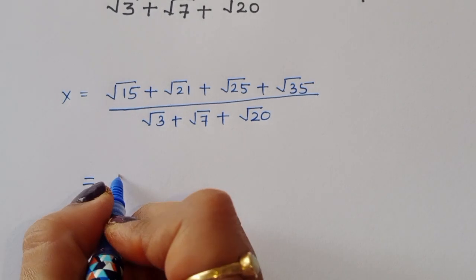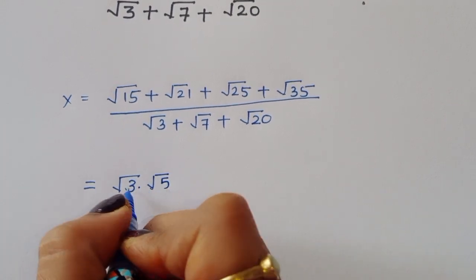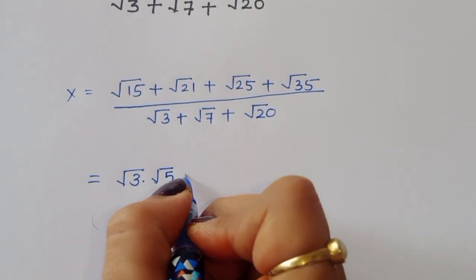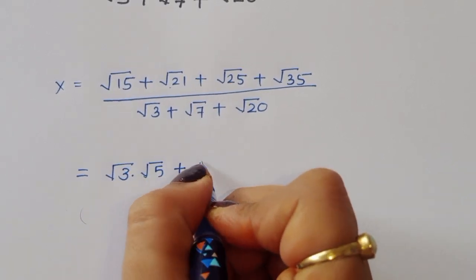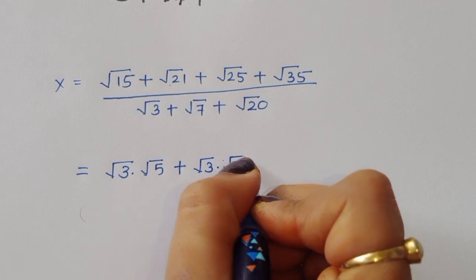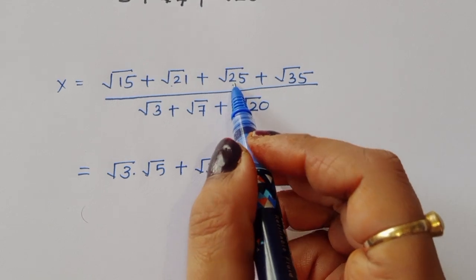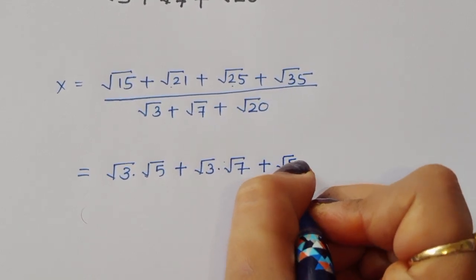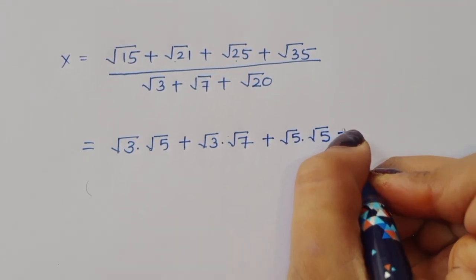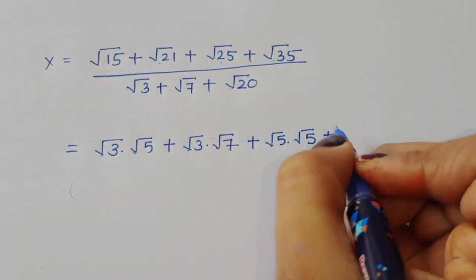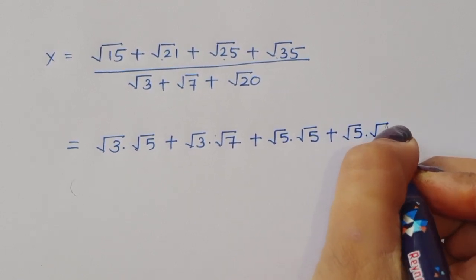So this 15 we can write as square root of 3 times square root of 5, since 5 3s are 15, plus square root of 21. This 21 is square root of 3 times square root of 7, since 7 3s are 21, plus square root of 25, so square root of 5 times square root of 5, plus square root of 35. We can write this 35 as square root of 5 times square root of 7.